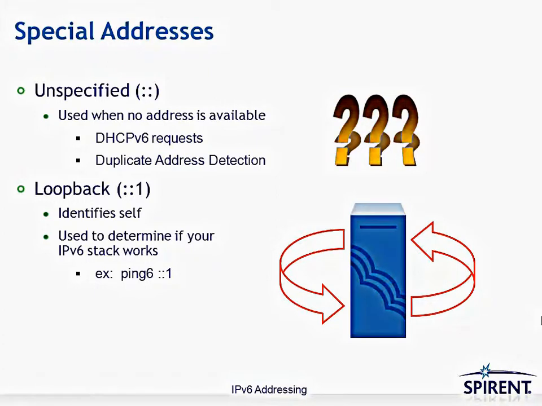A couple more special addresses. There's the unspecified address, or just ::, which, as I discussed in the intro topic to this series, is just all zeros. It's used when you have no address available to use, so generally you'll see it with your DHCP requests or with duplicate address detection, or DAD. There's also the special address for loopback, which is ::1 and which basically identifies yourself. It's like 127.0.0.1 with IPv4. So for instance, if you want to ping yourself, you'll use not ping, but ping6 ::1 to send a ping request to yourself.